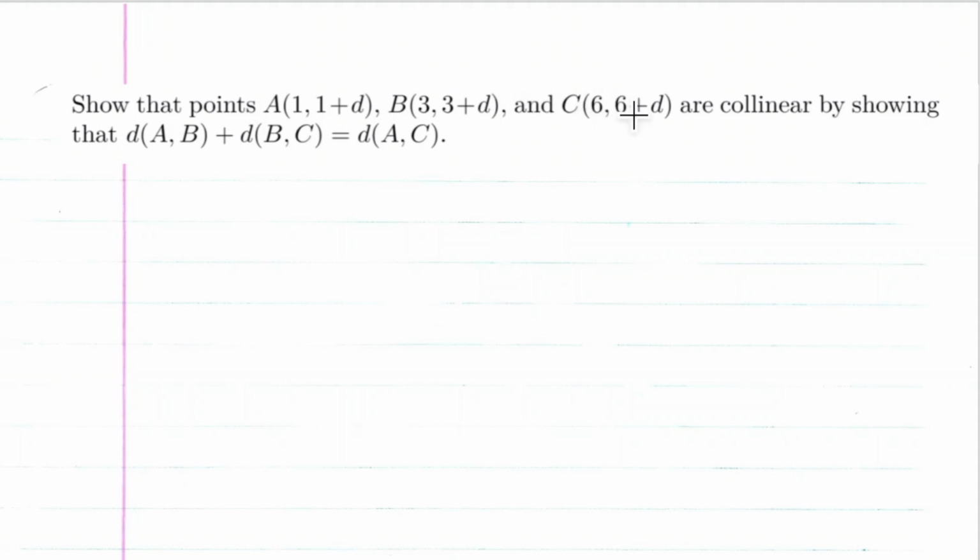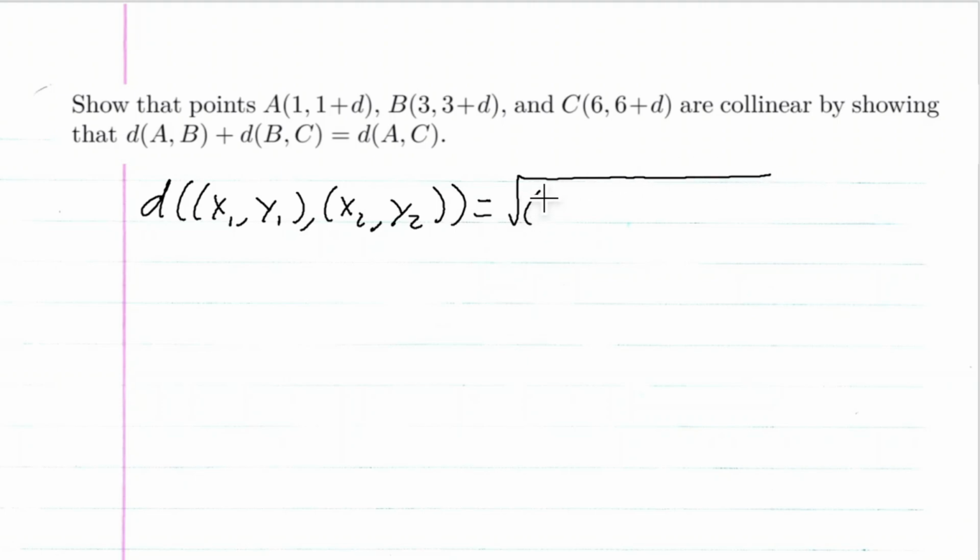Okay, so remember, if you have a point, let's say we have the distance between (x1, y1) and (x2, y2). Remember, this is equal to the square root of (x1 minus x2) squared plus (y1 minus y2) squared. Remember, this is the distance formula for the coordinate plane. Okay, so we're going to use this in order to show this. So let's go ahead and start our proof.